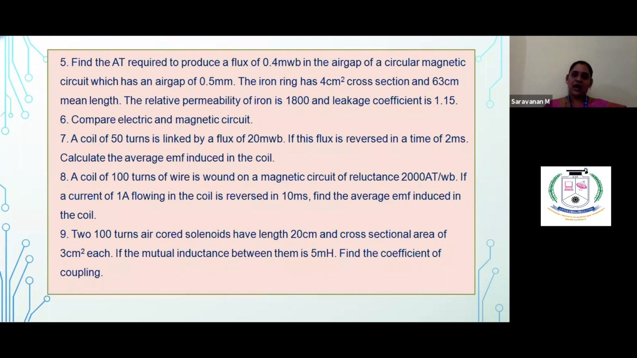N phi by I2. Okay. Similarly, see this average induced EMF, what do you mean by that? E is equal to N into d phi by dt. Okay. So these are all the important questions which I have highlighted for you for your unit 1.